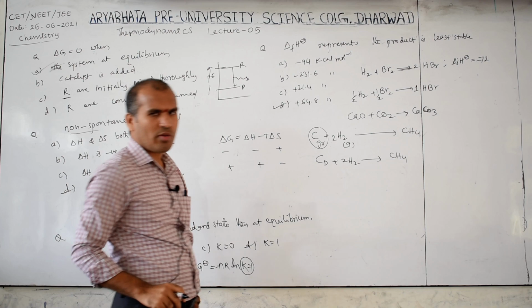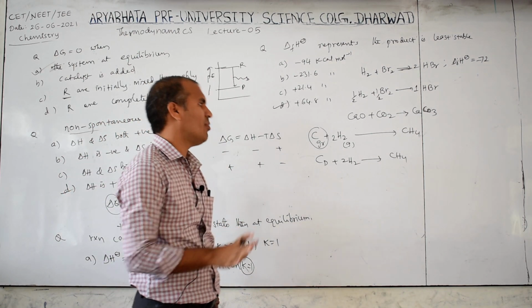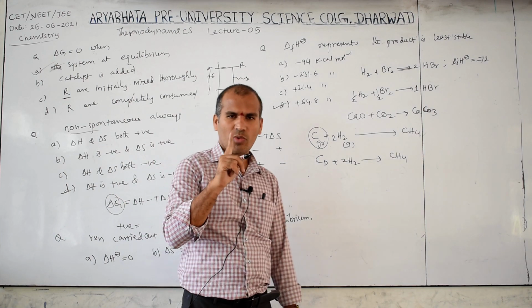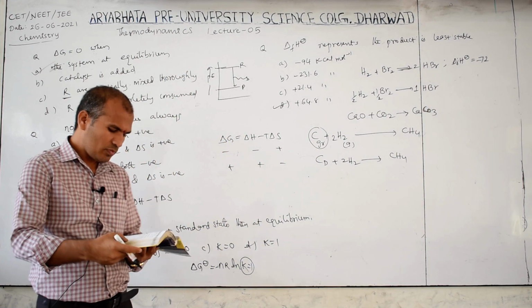So you have to remember, on the left side, whatever the stoichiometric coefficients, the stable state of the element is required. The right side should be 1 mole. That is only called enthalpy of formation. Okay, next.